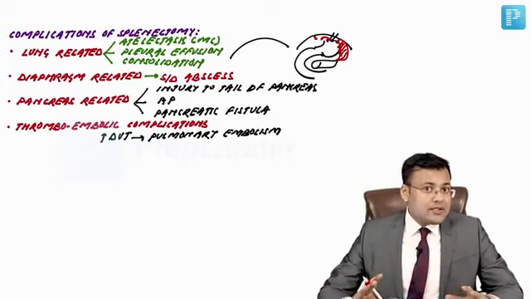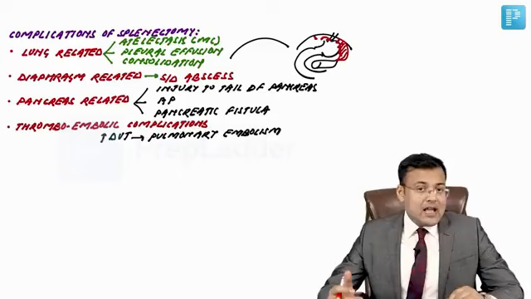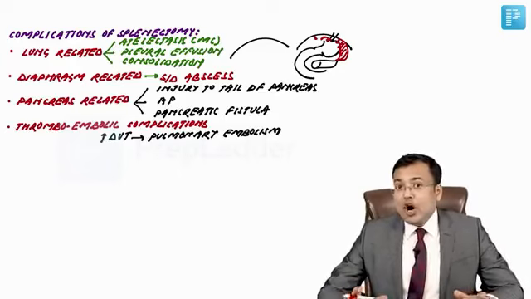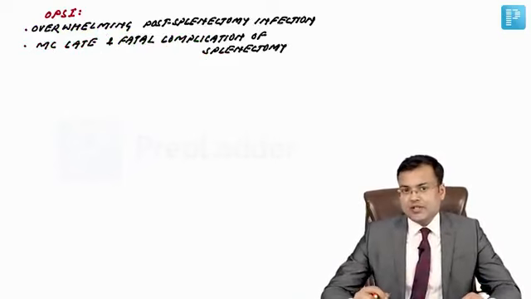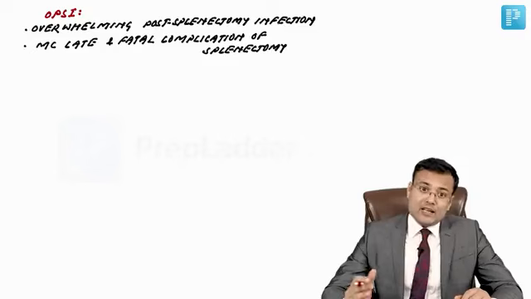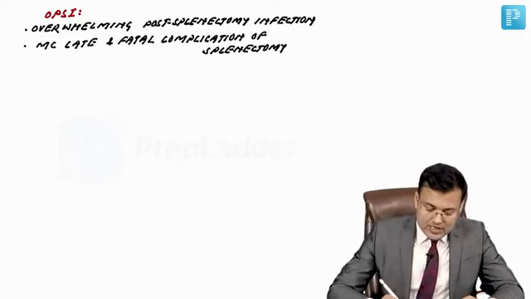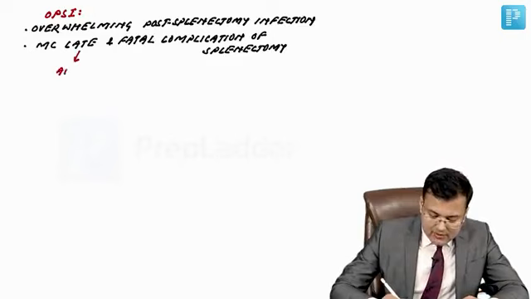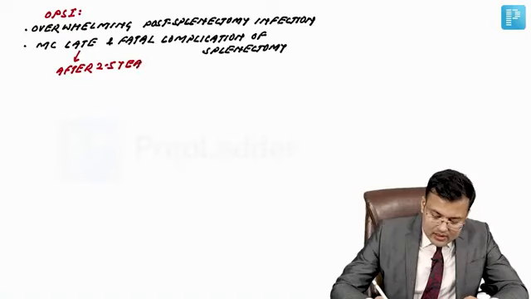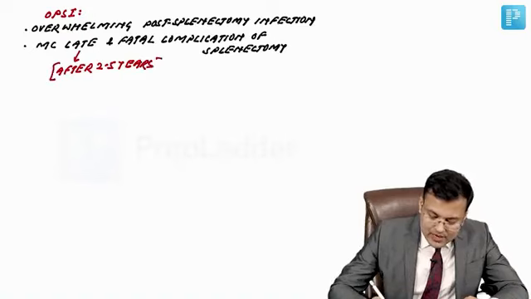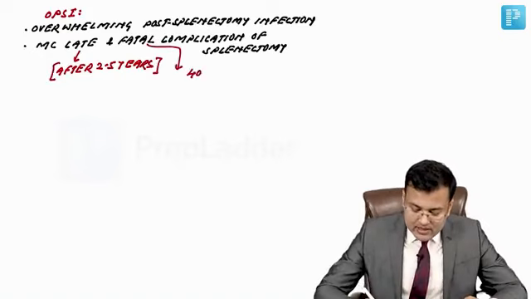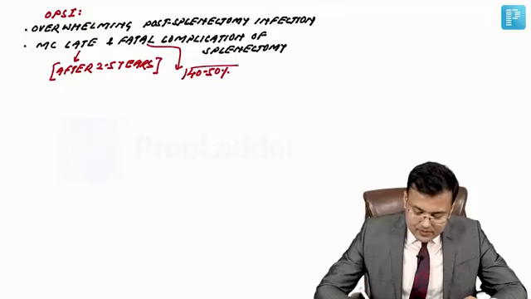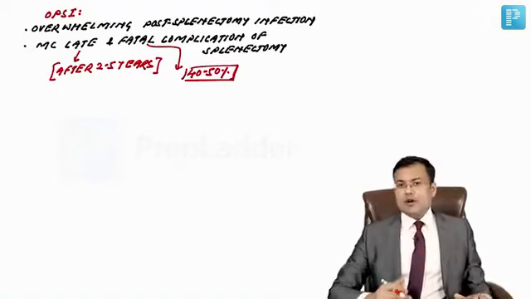There is one complication which is the most common late and fatal complication, and this is what? OPSI. So what is OPSI? OPSI is overwhelming post-splenectomy infection. And see, this is the most common late and fatal complication of splenectomy. Late means it is generally seen after 2 to 5 years of splenectomy. And how much is the mortality rate? The mortality rate is 40 to 50%.